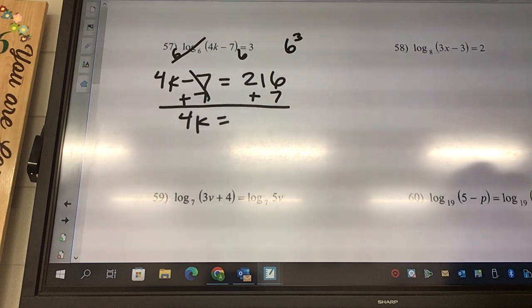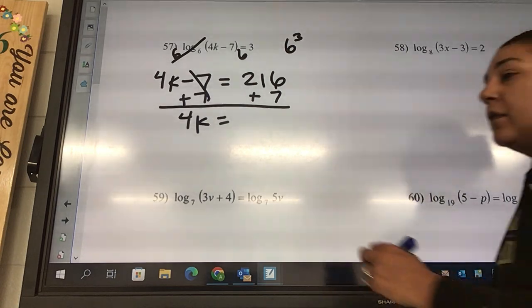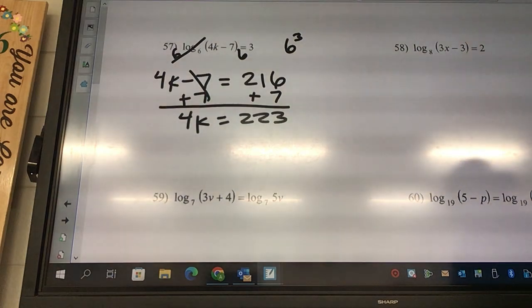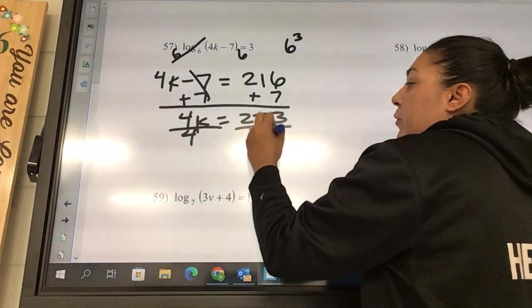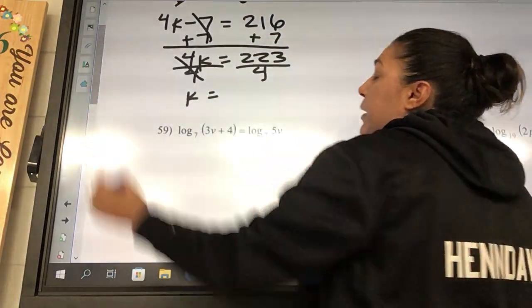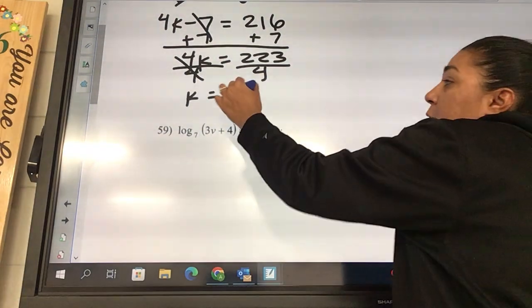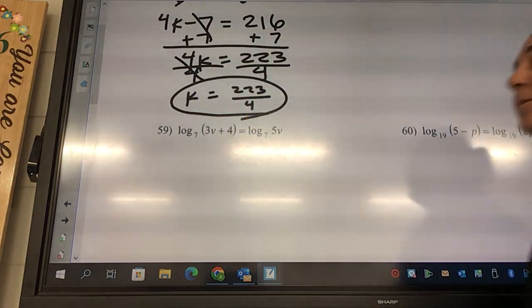216 plus 7. 223. And then what? Divide by 4. So we're going to get k equals, what is 223 divided by 4? 223 over 4. Okay, so it does not reduce, and it just so happens to be that.